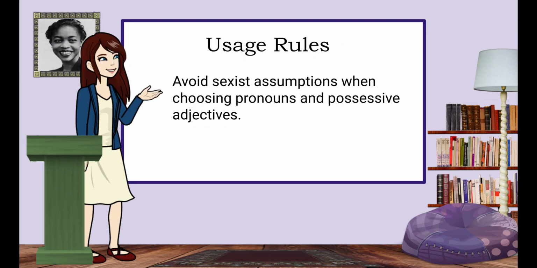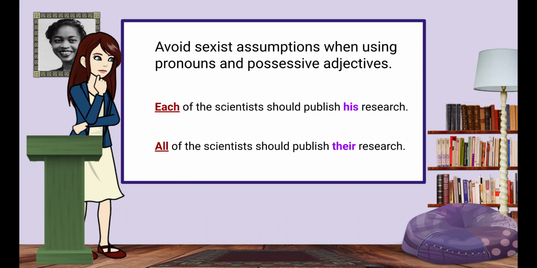Be aware of what you might be unintentionally communicating with your choices of words. Avoid sexist assumptions when choosing pronouns and possessive adjectives. For example, this first sentence might communicate that you assume that each of the group of scientists are male by using the possessive adjective his. If you don't know that each of the scientists are male identifying, using the plural pronoun all with the plural possessive adjective their is more inclusive.